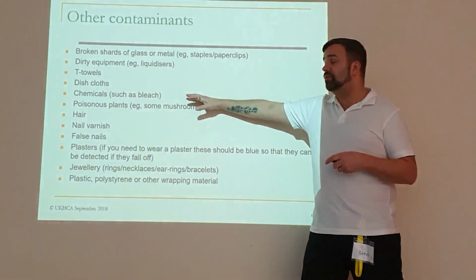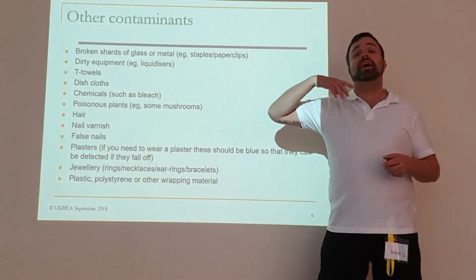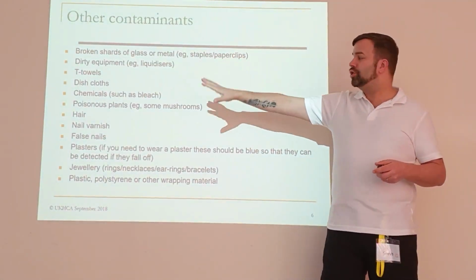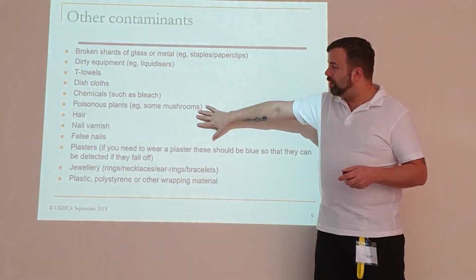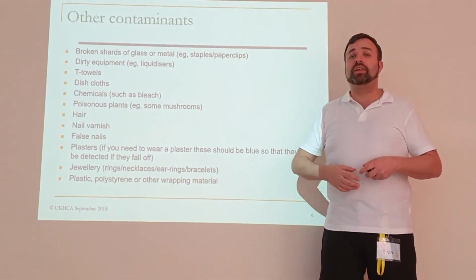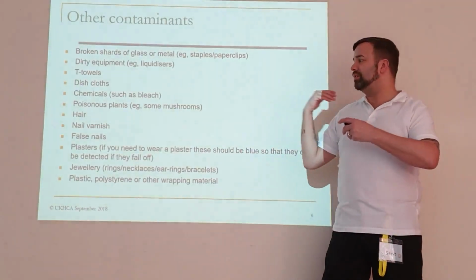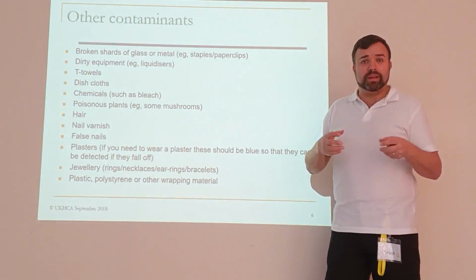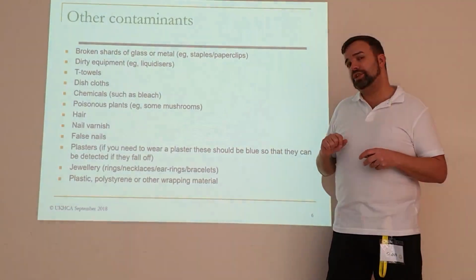You may have chemicals, so let's go back to our health and safety and think about COSHH. There may be poisonous plants, so again we shouldn't have plants or anything in the kitchen. I know they look nice, but let's try and get those out of the kitchen. And some of the plants can also attract fruit flies and other things into the kitchen.